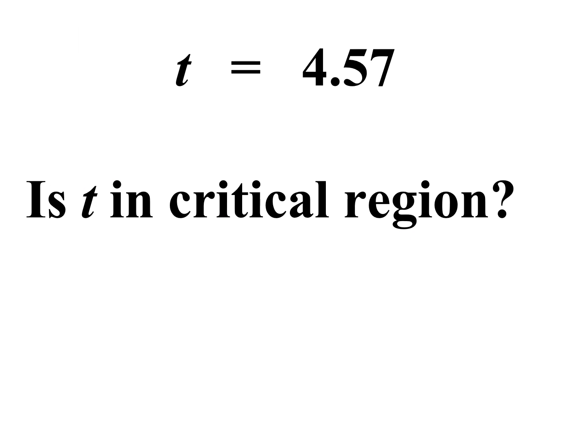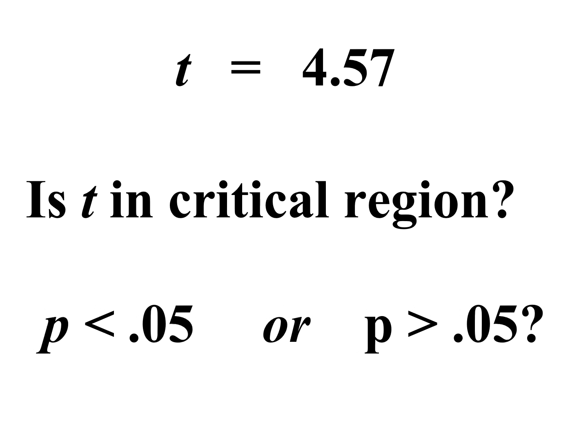Is our t-value in the critical region? Yes, it is, right? Is p less than 0.05 or p greater than 0.05? Well, if it is in the critical region, then p less than 0.05 is the correct answer.